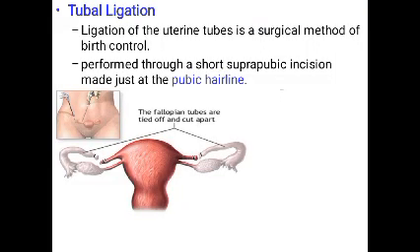Tubal ligation. Ligation of the uterine tubes is a surgical method of birth control performed through a short suprapubic incision made just at the pubic hairline.